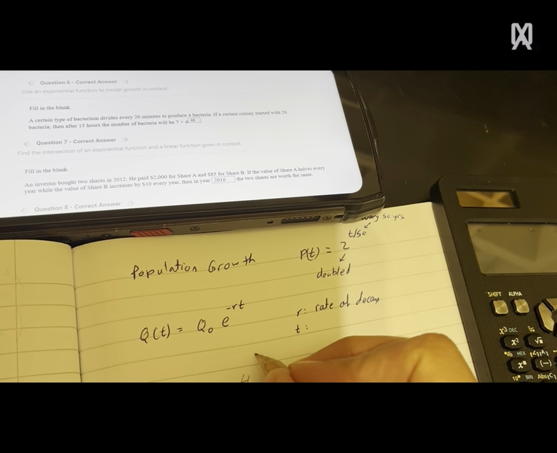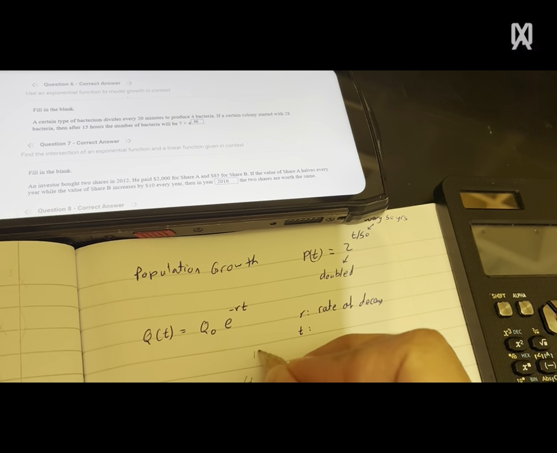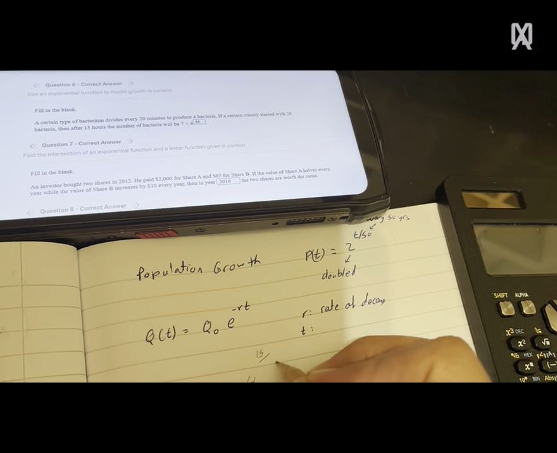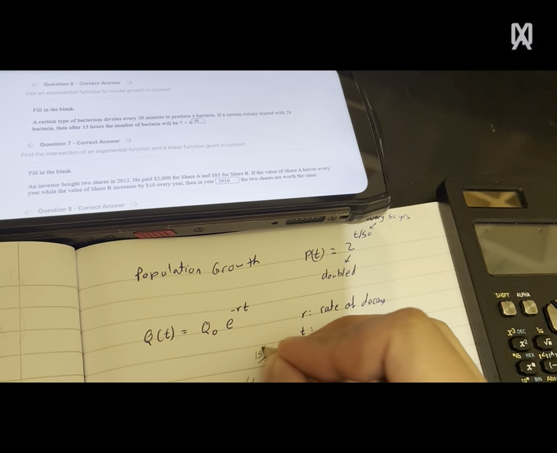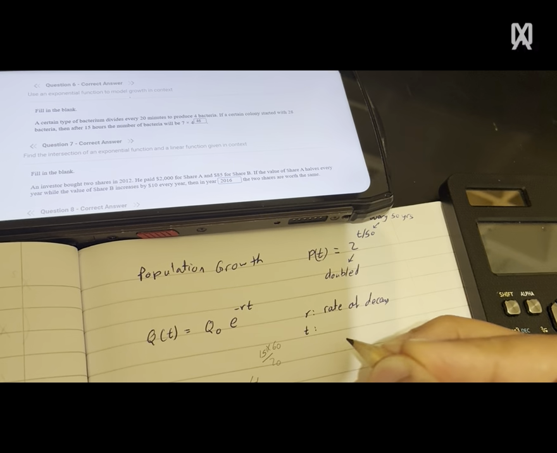To the power of t. T here, he's saying 15 hours over 20 minutes. So 15 hours times 60 over 20.